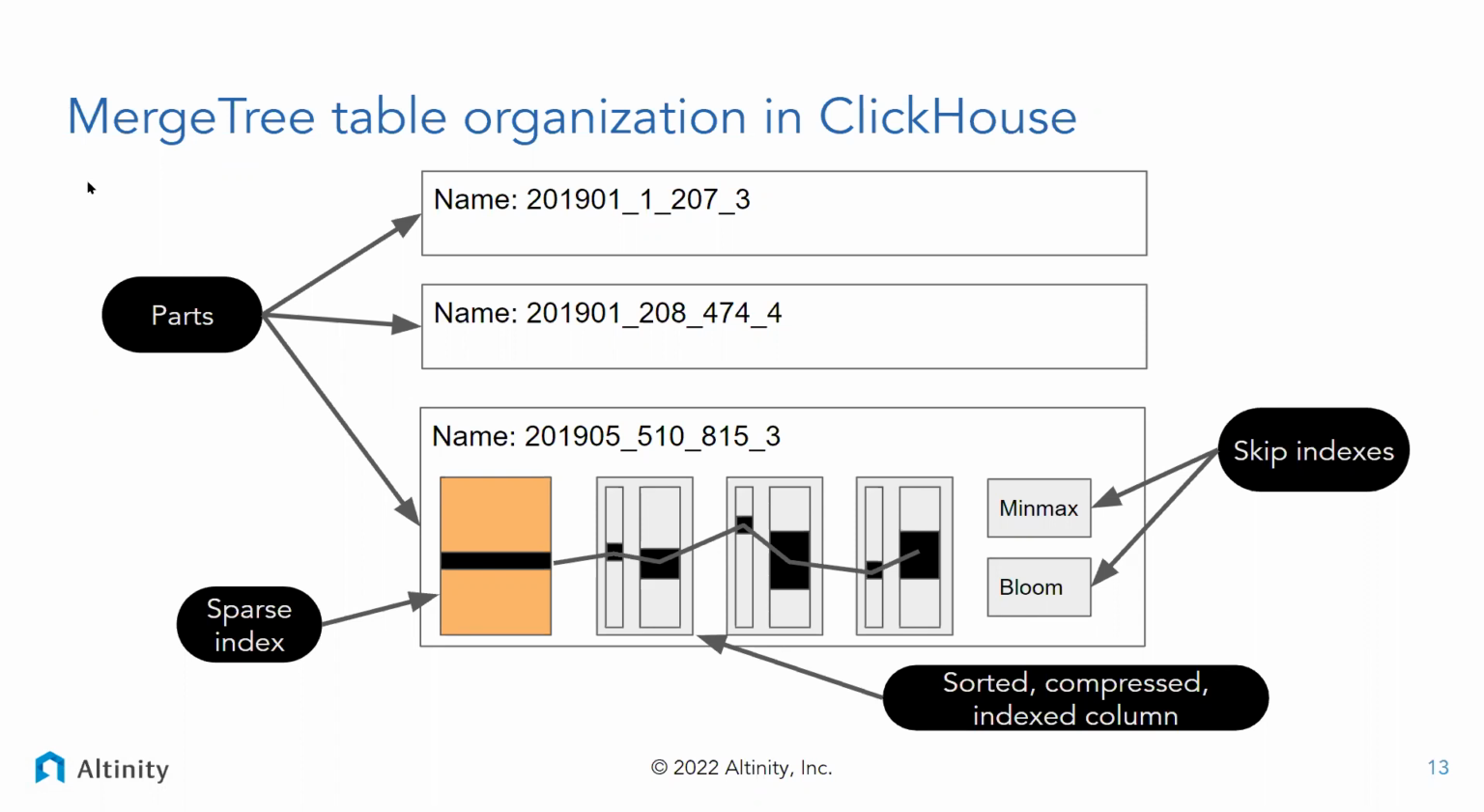But the basic idea behind MergeTree is it breaks up your data into parts. These are chunks of data that can then be accessed independently in a parallel fashion. And within each part, there's a very particular structure that includes a primary key index. It's what we call a sparse index that has entries to allow you to access particular rows within the data.